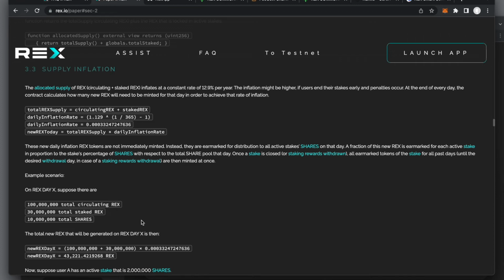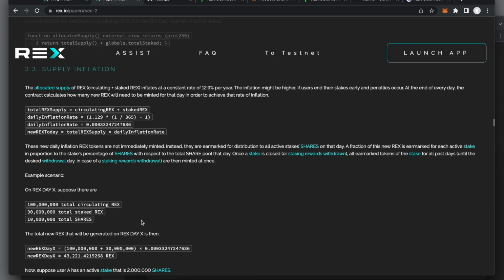These new daily inflation REX tokens are not immediately minted. Instead, they are earmarked for distribution to all active stakes shares on that day. A fraction of this new REX is earmarked for each active stake in proportion to the stake's percentage of shares with respect to the total share pool that day. Once a stake is closed or staking rewards withdrawn, all earmarked tokens of the stake for all past days until the desired withdrawal day, in case of a staking rewards withdrawal, are then minted at once.